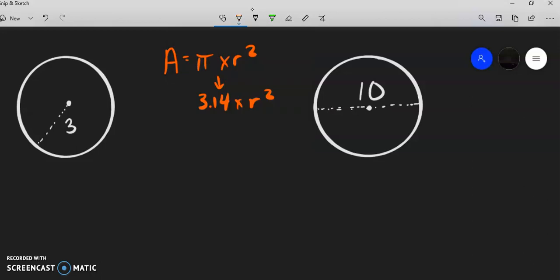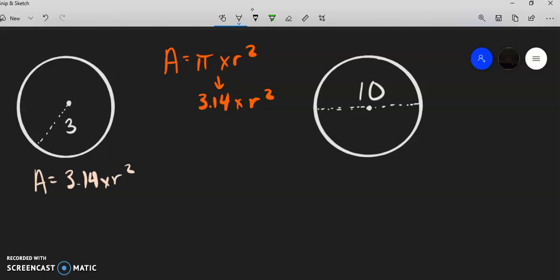Now, we're going to use two circles and practice two problems really quickly. To find the area of this first circle, we have a radius. The radius, if you forgot, is the line that goes from the center to the edge of a circle, and the radius they give us is 3. So to find the area, we type in our formula: A is equal to 3.14 times the radius squared.